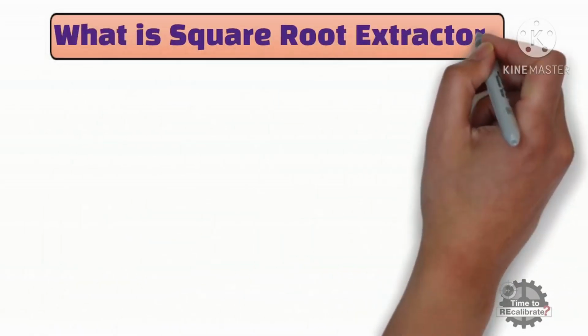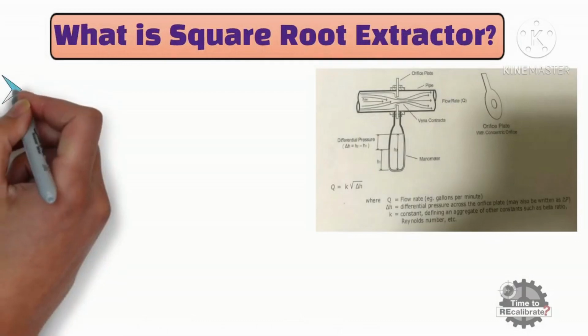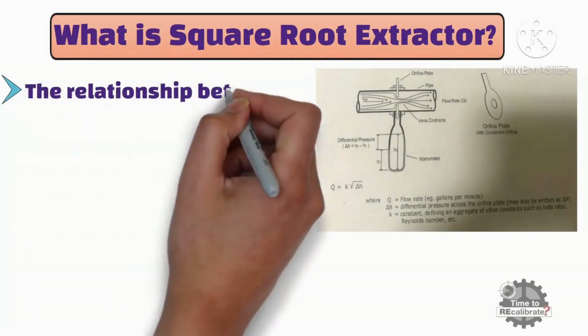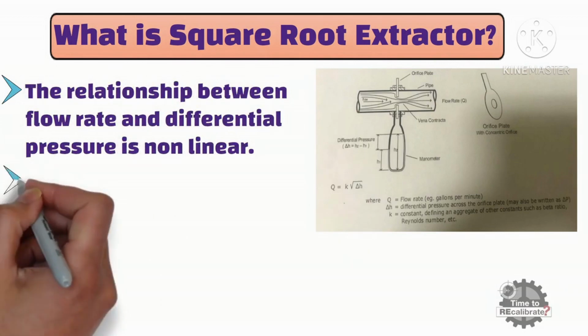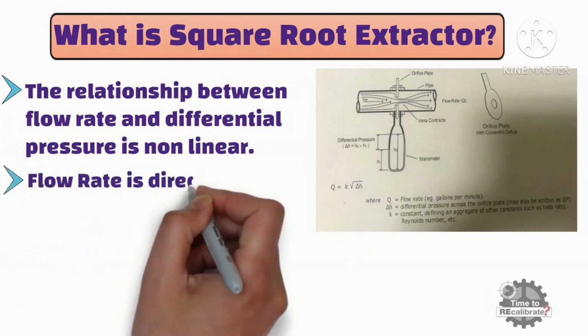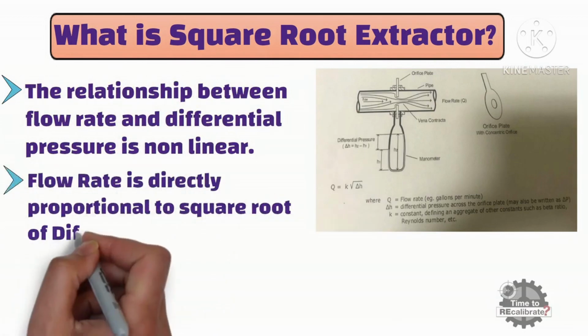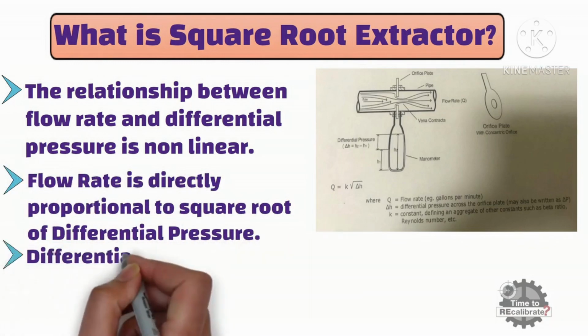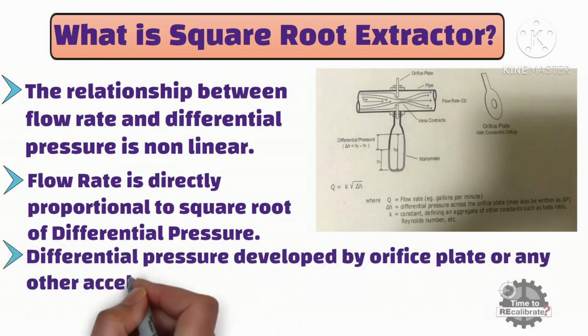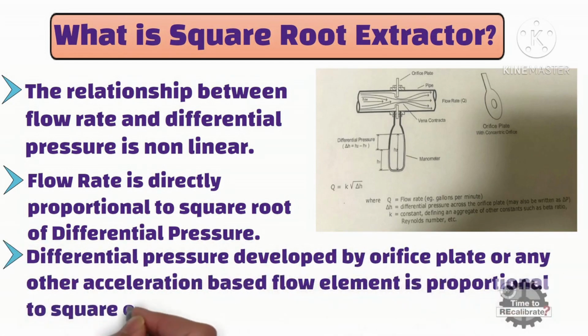First of all, what is square root extractor? As we know that, the relationship between flow rate and differential pressure is nonlinear. In other words, flow rate is directly proportional to square root of differential pressure. Or we can say that differential pressure developed by orifice plate or any other acceleration-based flow element is proportional to square of the flow rate.